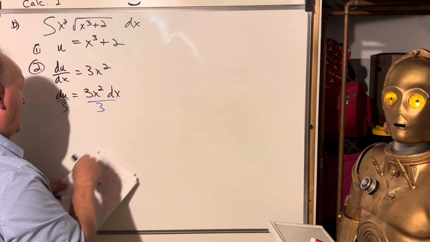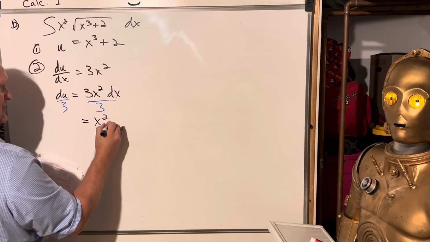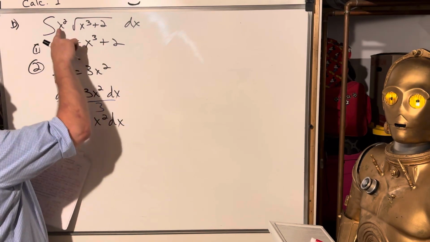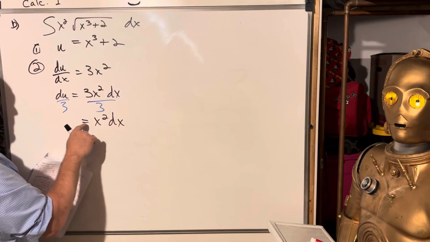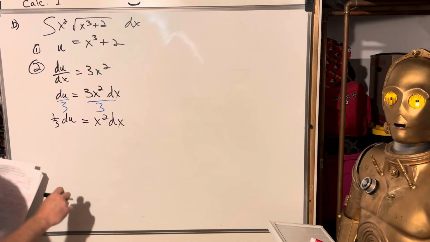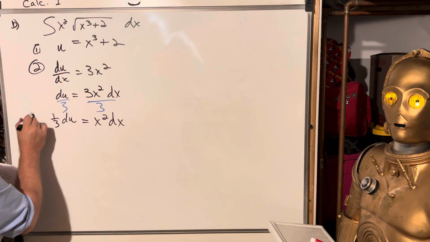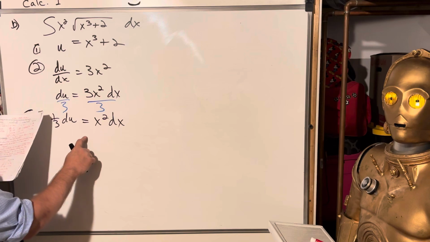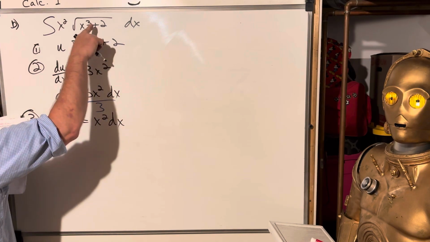And now I have something that'll fit into the thing they gave me. I have x squared dx. I have an x squared dx up there. And now I got a 1/3 du. All right, so that was step 3, was kind of solve this out for 1/3 du. So this matches with what I have.